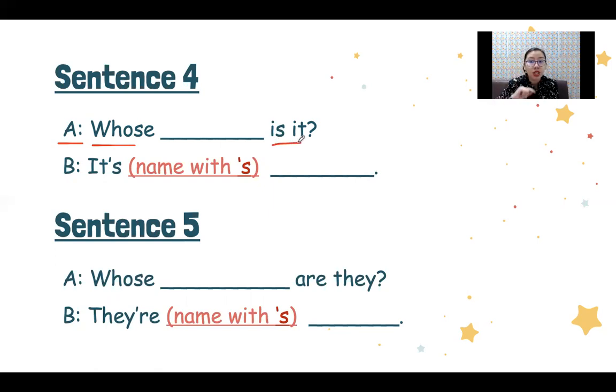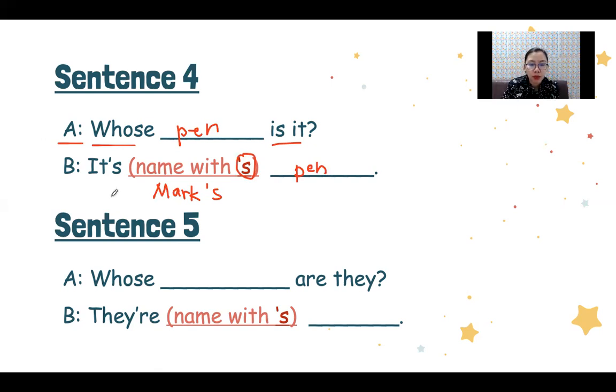Only one. Okay, singular noun. All right, and how do we answer? It's the name with apostrophe S and then the thing. So for example, we say, whose pen is it? It's Mark's. Now it's Mark with an S. Mark's pen. Okay, just one.